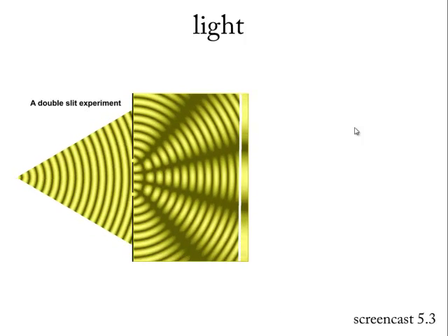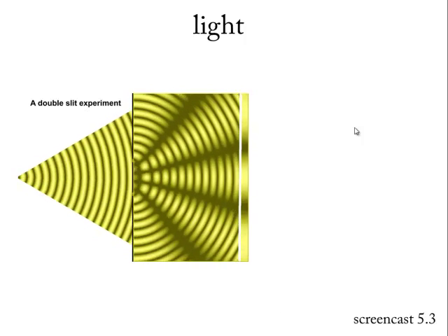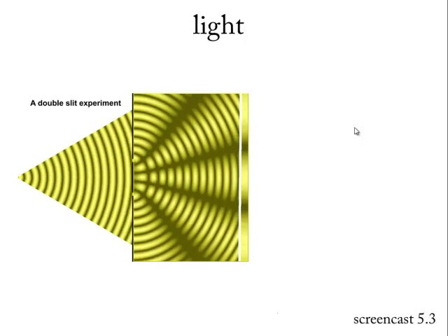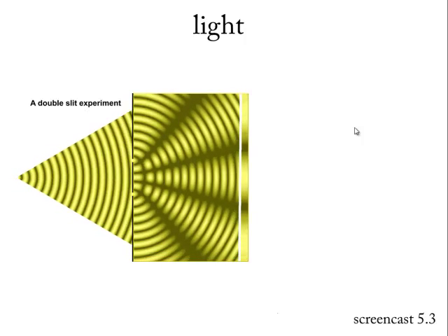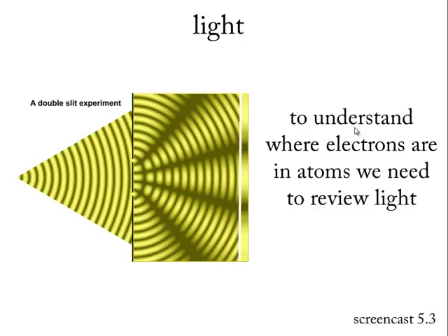Over the next 10 years or so, a big discovery was made about where the electrons are, and it was done by a Danish physicist who knew a lot about light. We better review a little bit about light before we go into this discovery. So, for Screencast 5.3, we'll be talking about light and the electromagnetic spectrum before we get into how this applies to where the electrons are in an atom.